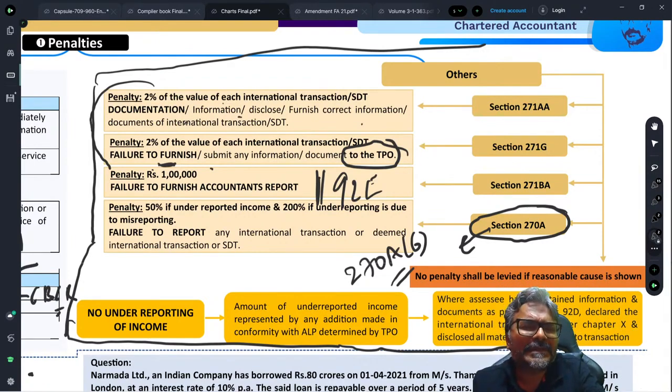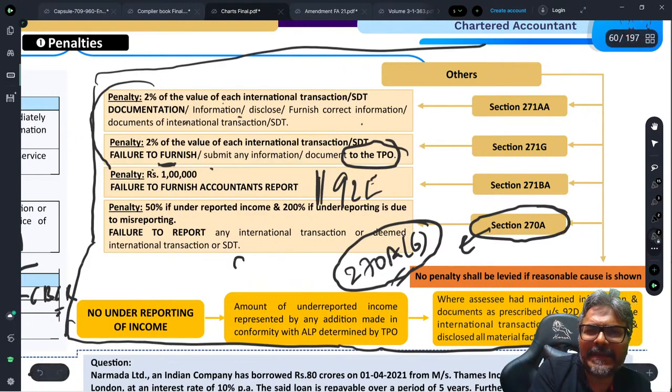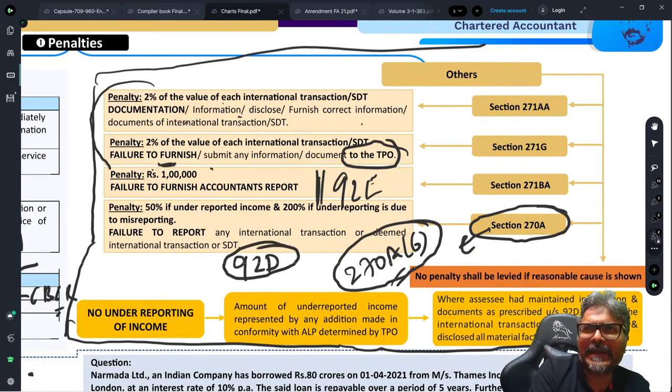What does 270A subsection 6 say? Students, 270A subsection 6 says that if the SSC has maintained the documentation in respect of that international transaction under section 92D, then it will not be considered as an underreporting, and therefore the SSE can save himself from the imposition of penalty.